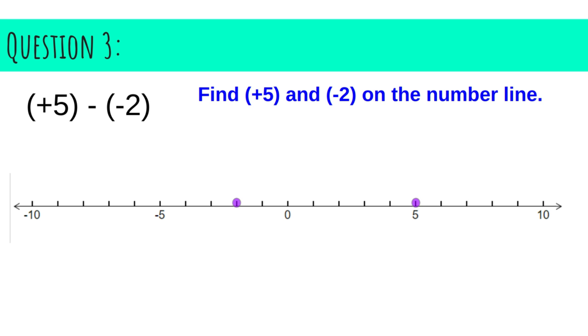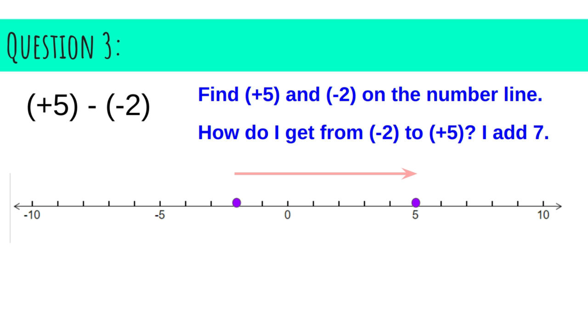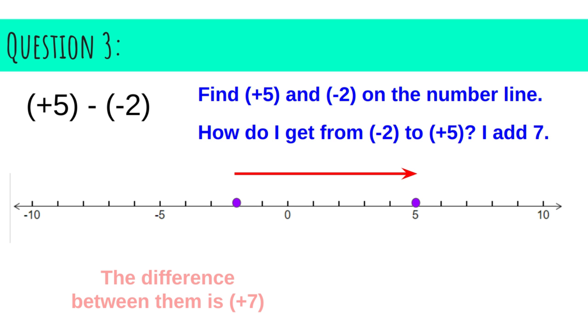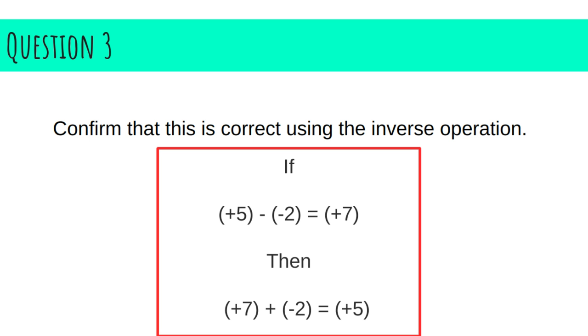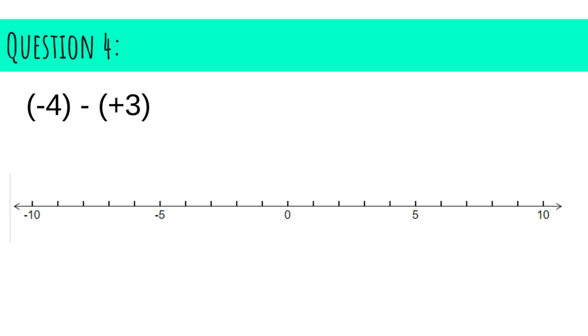These are going to be further apart on the number line. So the difference between them will be greater. What would I have to add to negative 2 to take me up to 5? I add 7. So the difference between these points or integers is positive 7. Checking with the inverse, I can see that positive 7 plus negative 2 is positive 5. So this question is done correctly.